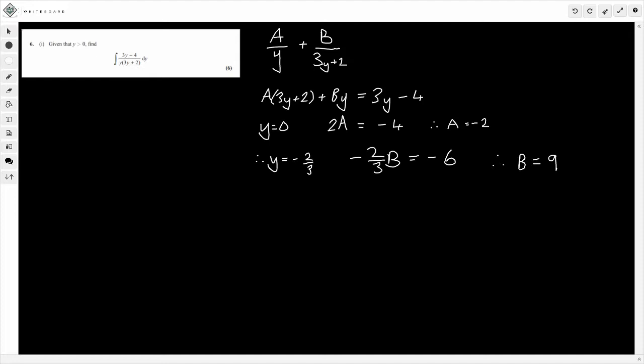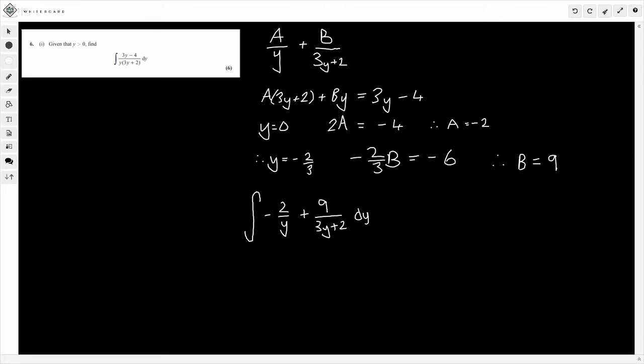So we've got the value for A, we have a value for B. So what we have now is we have split this up into partial fractions. What our integral actually is now is the integral of minus 2 over y, where the A is minus 2, and then your B is 9, so plus 9 divided by 3y plus 2. Don't forget your dy, we are integrating this with respect to y.